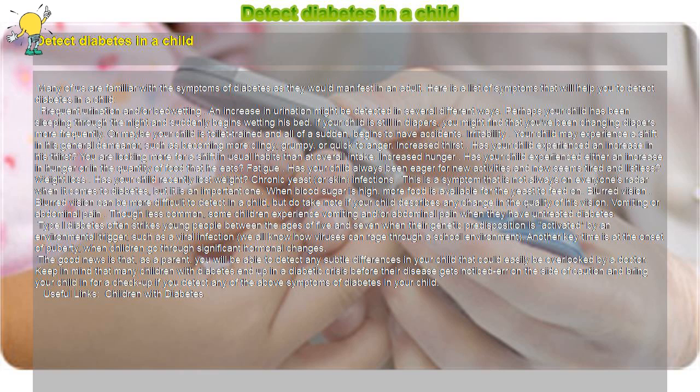Irritability. Your child may experience a shift in his general demeanor, such as becoming more clingy, grumpy, or quick to anger. Increased thirst. Has your child experienced an increase in his thirst? You are looking more for a shift in usual habits than at overall intake.